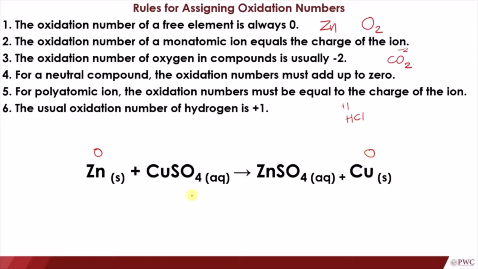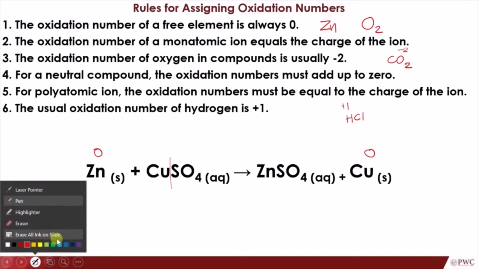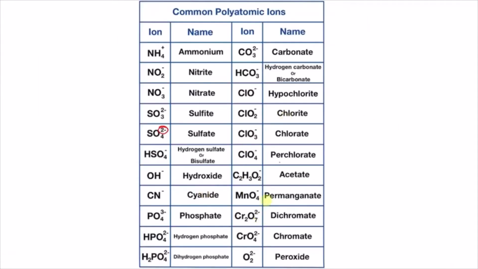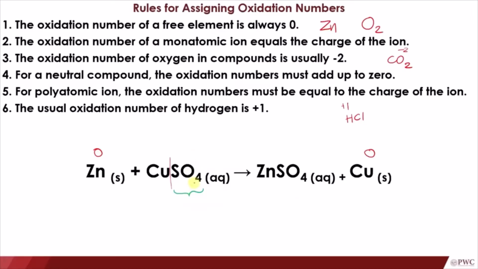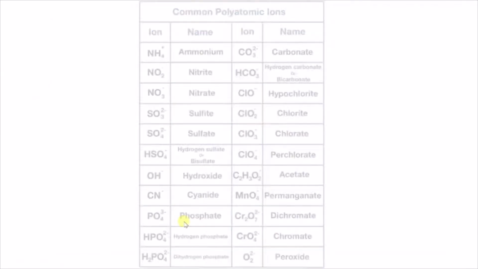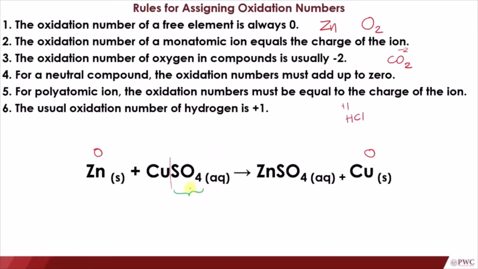Here we have a neutral compound, composed of copper and sulfate. First, let's get the charge of sulfate. For this, we need to look into our table. This is also found in your book in Chemistry 1, on the last part of your book. For sulfate, the charge is -2. So the charge of this sulfate ion must be -2.